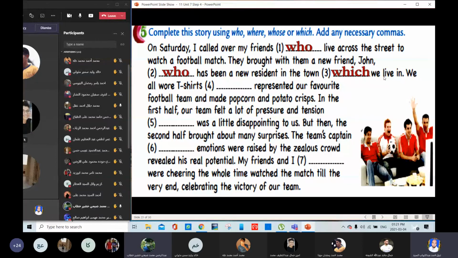We have here a preposition. We cannot use where. As long as there is a preposition in the second sentence, we cannot use where. When do I use a preposition? In the town where we live. But when there is the preposition in, we use which. Okay, thank you.